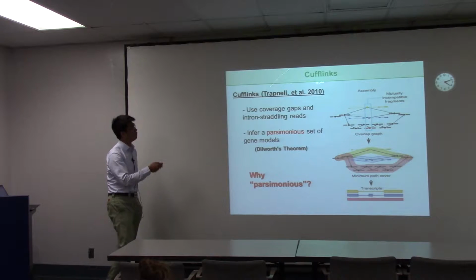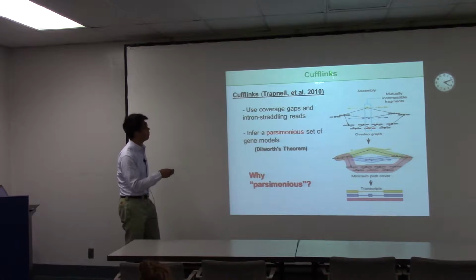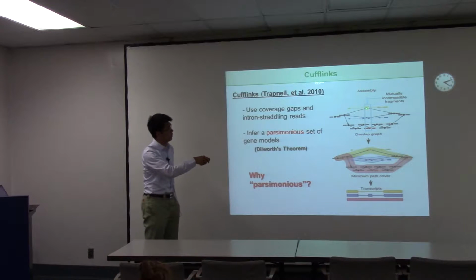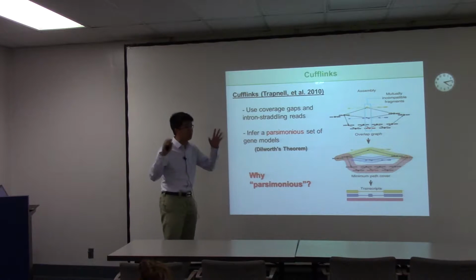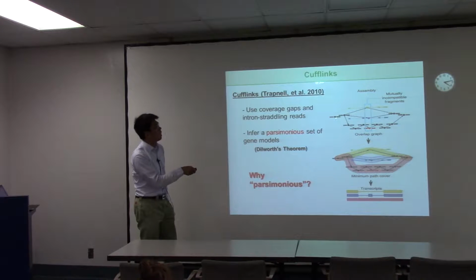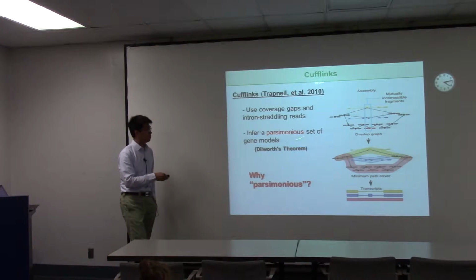So for example, Cufflinks, I think the citation is a few thousand now, so it's a very famous one. It used the coverage model, and makes a graph using the junctions between the exons, and then it outputs the polynomial set of the gene model, the gene isoforms, that explains all the paths from the 5' end to the 3' end, okay? But the problem is, why is it polynomial?